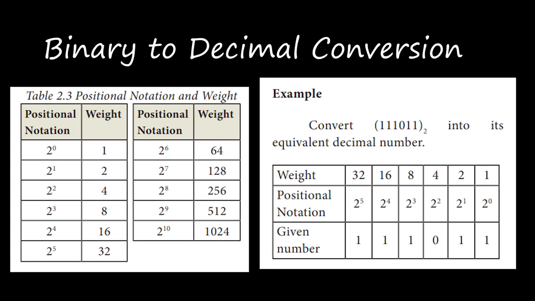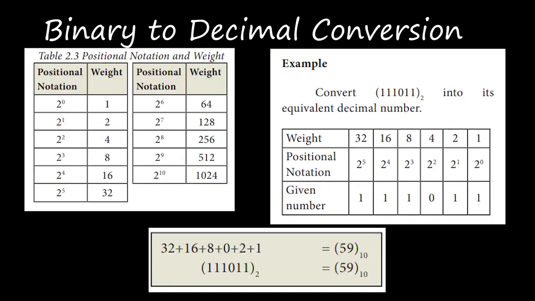So from that, you consider 2 power 5 into 32, and like that for each digit of 1 1 1 0 1 1, you determine the value. Here we get 32 plus 16 plus 8 plus 0 plus 2 plus 1. So the value is 59. So the decimal value of the binary number 111011 is 59.